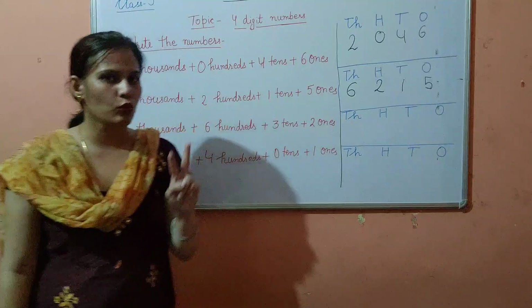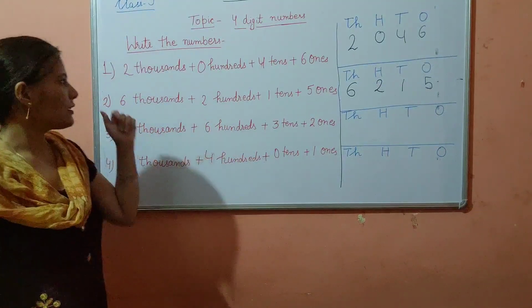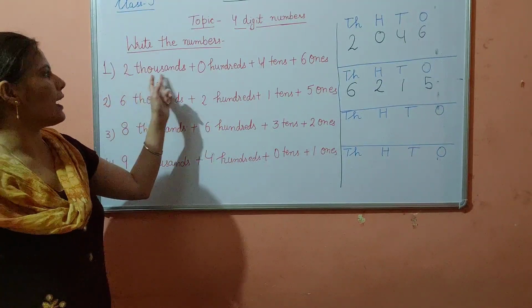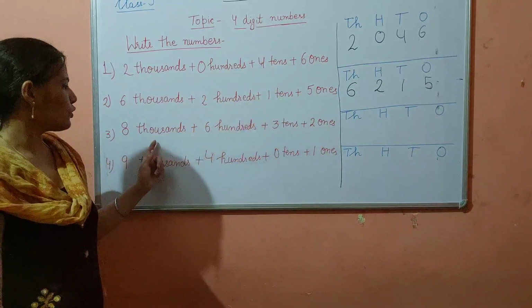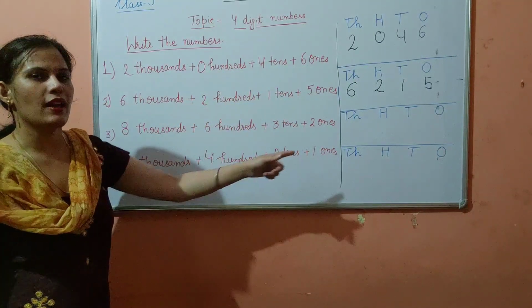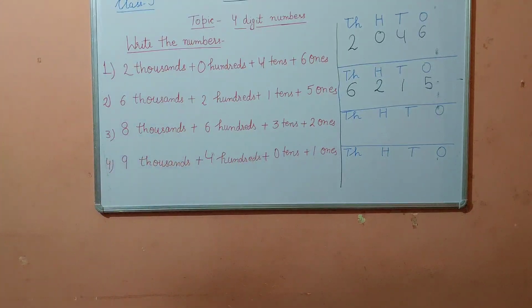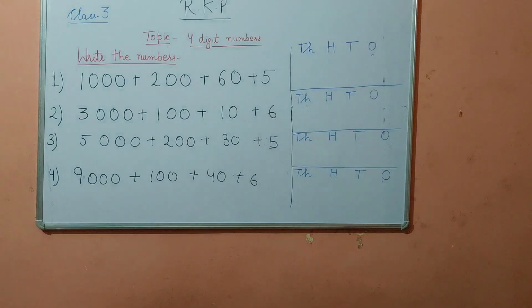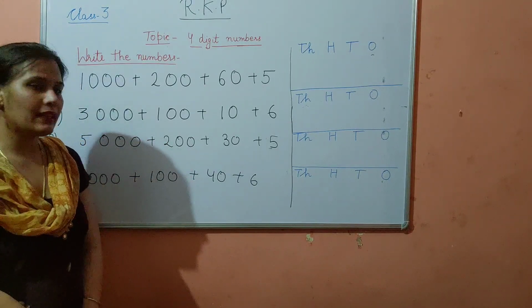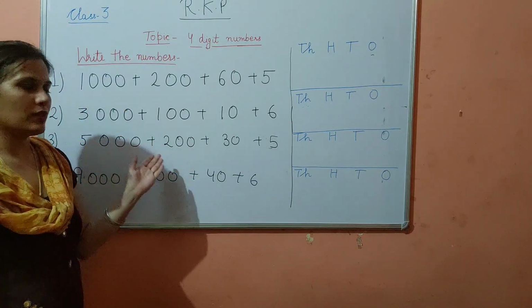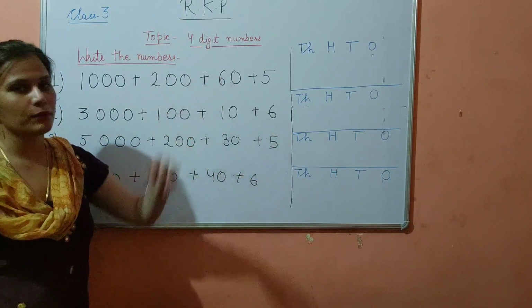It means there are two ways you have learned. With the help of pictures and with the help of words you can easily write the numbers. So students, do these questions by yourself. Now students, with the help of these given numbers you can easily write the numbers also.